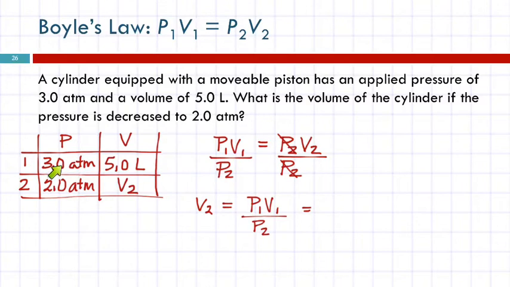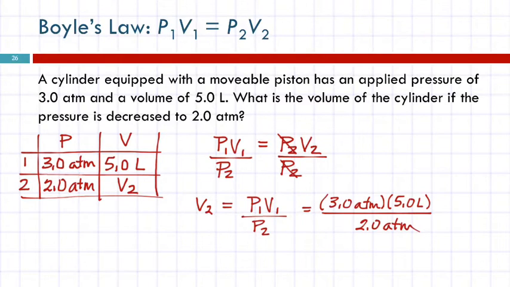So this is P1. P1 is 3.0 atmospheres. Write the units. You should always put the units in there. Always. Times V1. So here's V1. Times 5.0 liters. And this is divided by P2, which is 2.0 atmospheres.